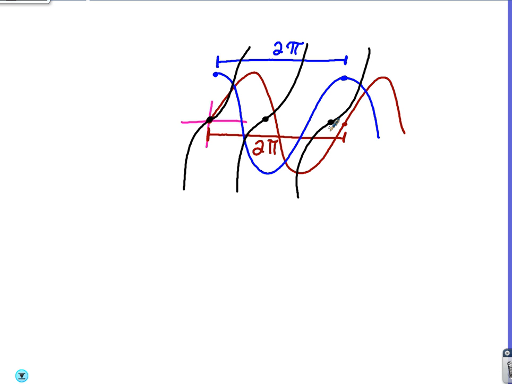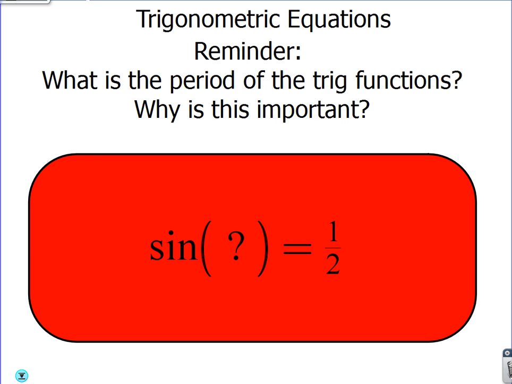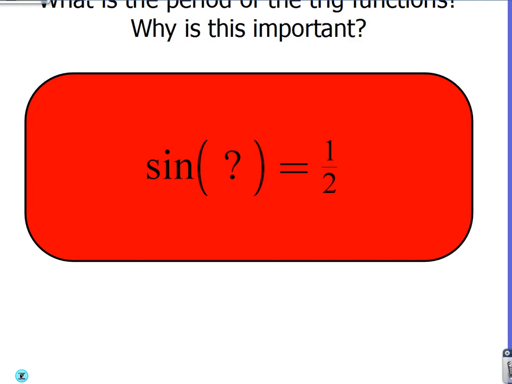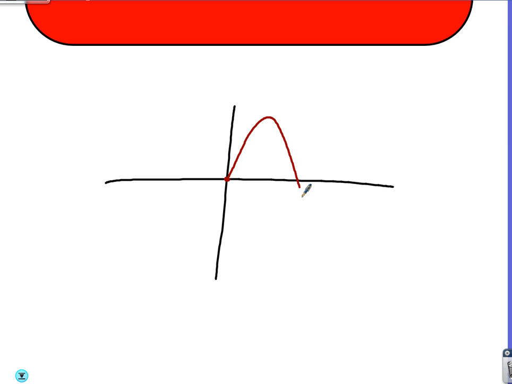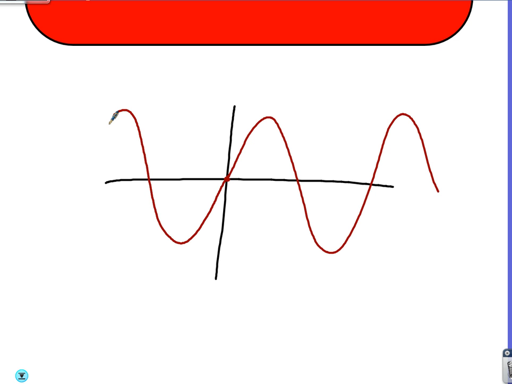For this reason, what if you're solving this equation? Sine of question mark equals 1/2. We want to know where the sine is equal to 1/2. Well, let's graph that sine function again. I know the sine of 0 is 0, and it does the same thing in this direction. There's your sine curve. We want to know where my sine curve is equal to 1/2. Half would be about right here.